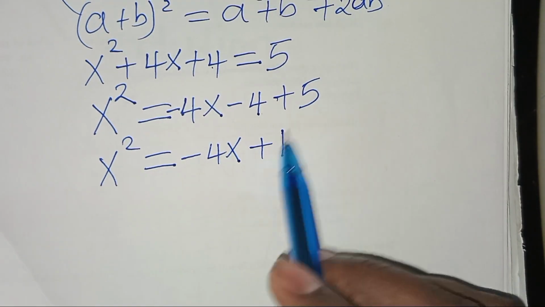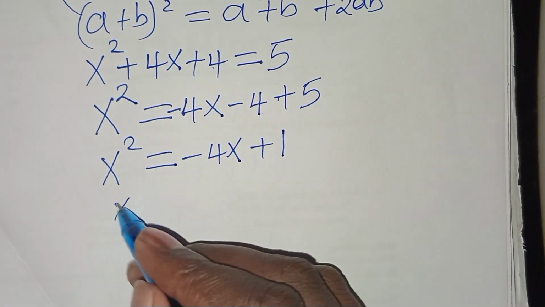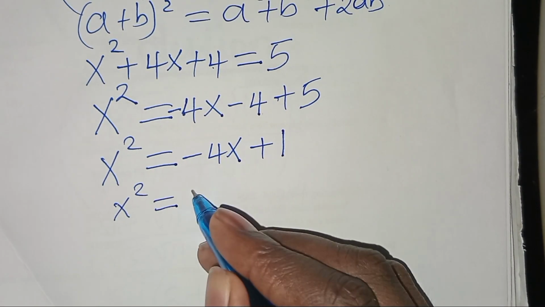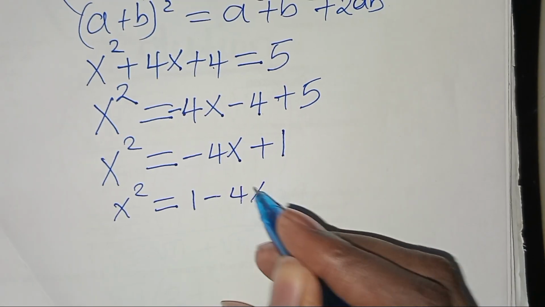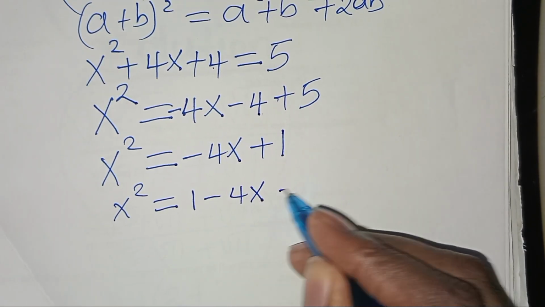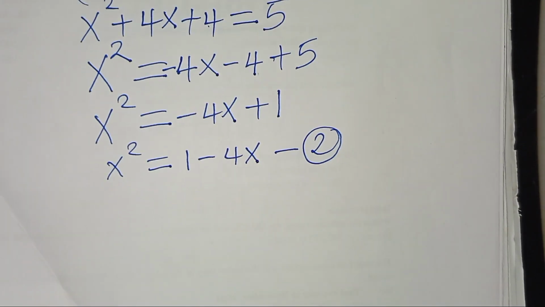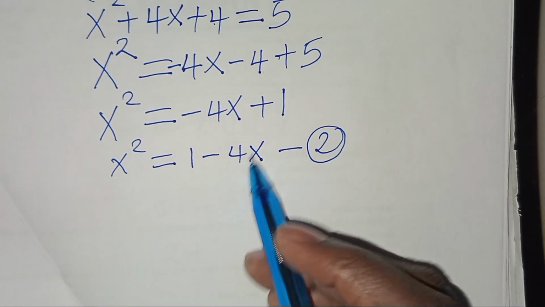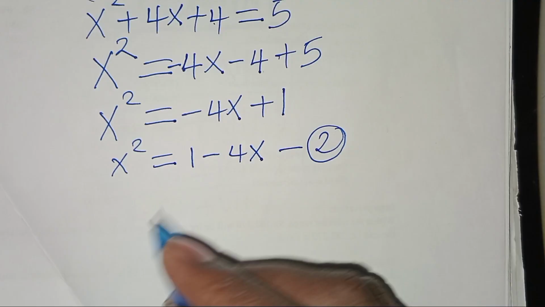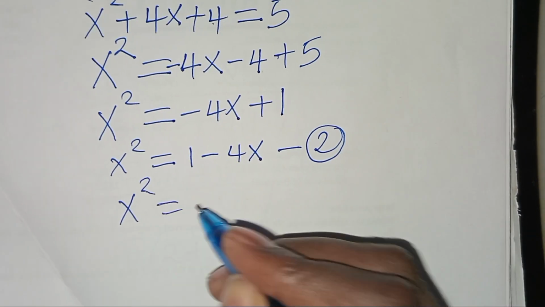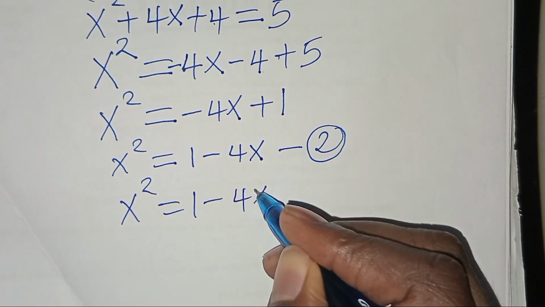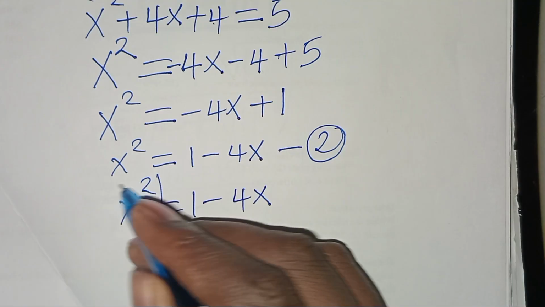Negative 4 plus 5 is 1. So that means x to the power 2 is the same thing as 1 subtract 4x. Okay? So let's call this equation 2. Now, from here, we have x to the power 2 equals 1 subtract 4x. So let's square both sides.